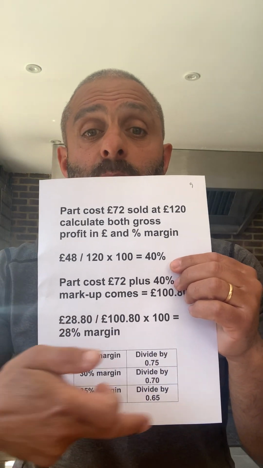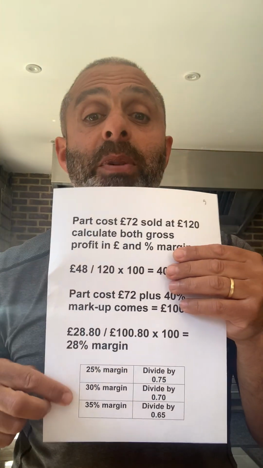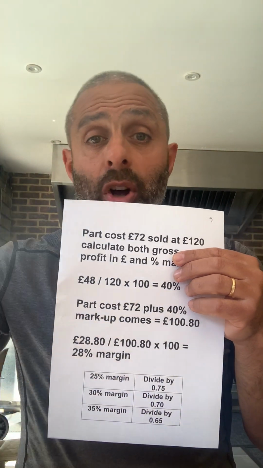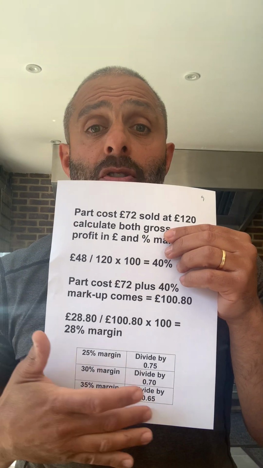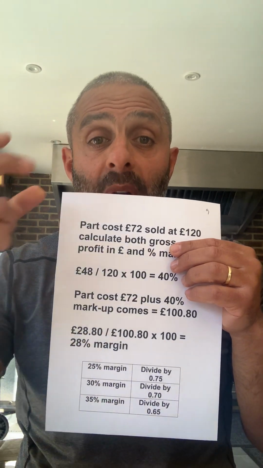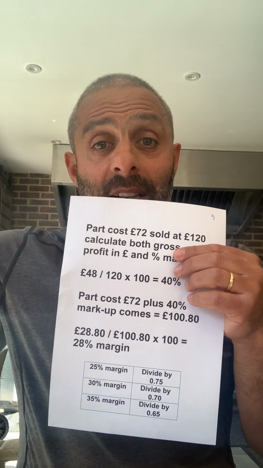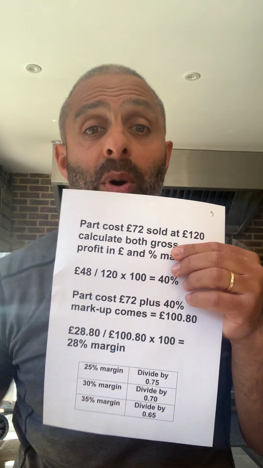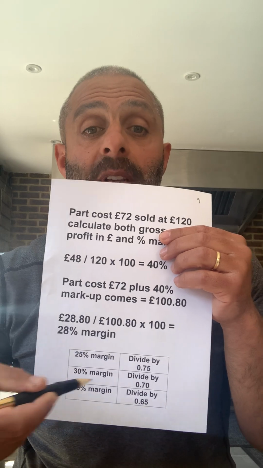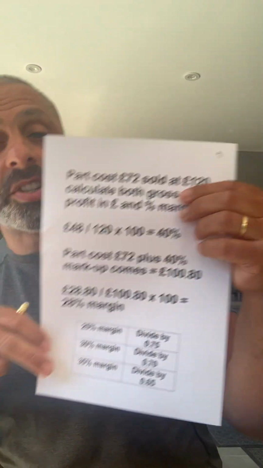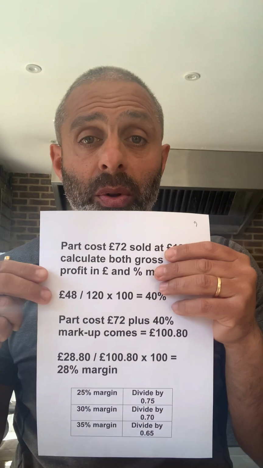And underneath, I've done a small calculation, which just says to you that if you want to earn a 25% margin on your parts or tires or whatever else you want to sell, then you divide that by 0.75. So whatever it costs you, as long as you divide it by 0.75, you will always get a retail, and you will always maintain that 25% margin. 30% is 0.7, and so on. So this is very important.